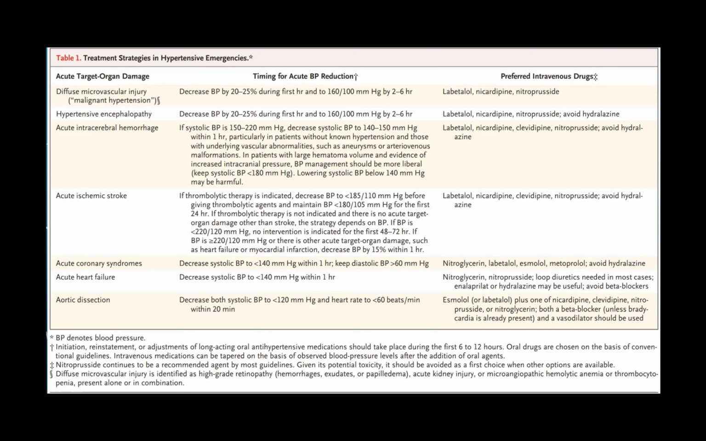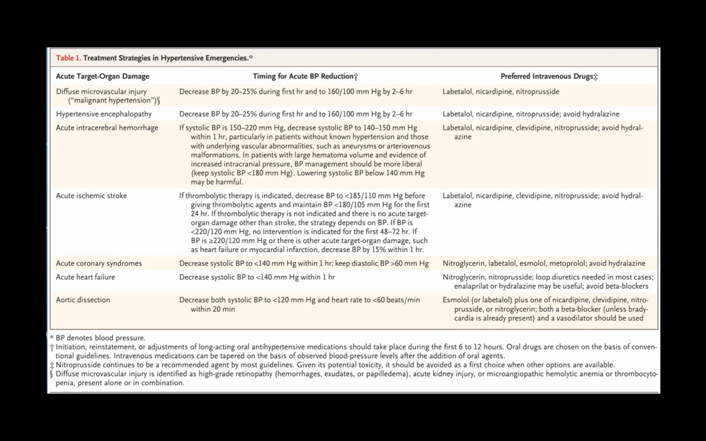So if you see, like with bleeds, again, you want to decrease your systolic blood pressure to actually 140 to 150 millimeters mercury in the first hour. Again, when you're thinking about a large hematoma volume, there's evidence of raised ICP, so you need to have a pretty liberal blood pressure control.